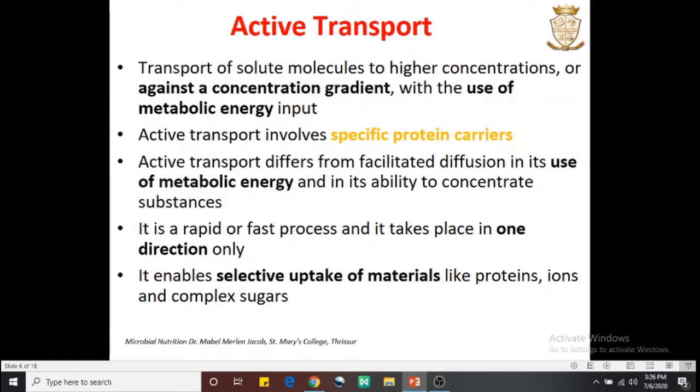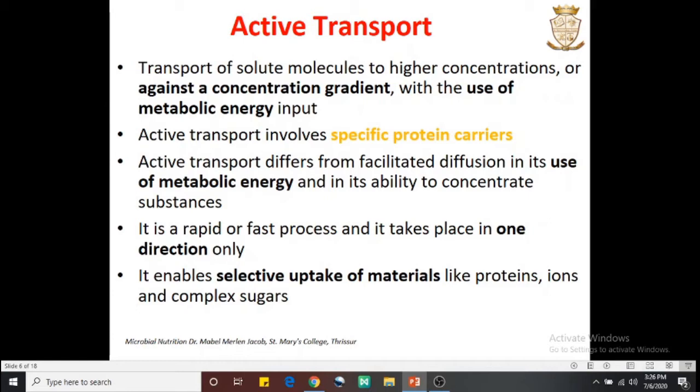Active transport, whereas, is the transport of solute molecules from lower concentrations to higher concentrations, so it is usually against a concentration gradient and with the use of metabolic energy. Active transport involves specific protein carriers. It differs from facilitated diffusion. Facilitated diffusion also uses some carriers, as we had mentioned, but active transport differs from facilitated diffusion in its use of metabolic energy and its ability to concentrate substances.